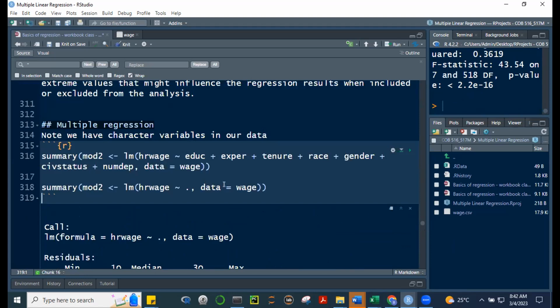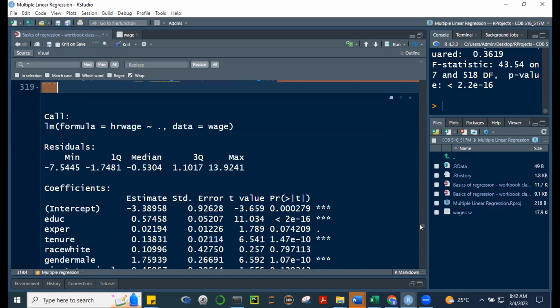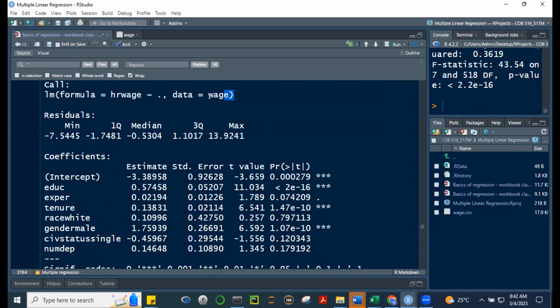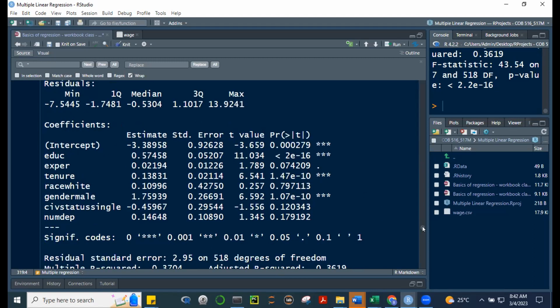So you might be surprised to see some models like this. This just simply means that we include all the explanatory variables. So let me just comment that out. All right. So let's interpret this now very quickly. So this is the formula that we use. You have the residuals, minimum, maximum. Then we have here.